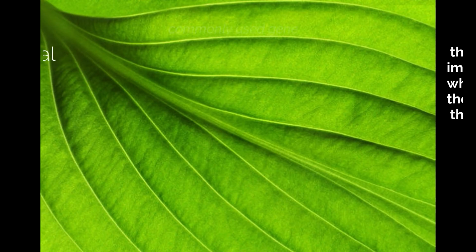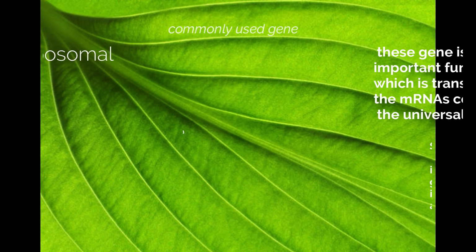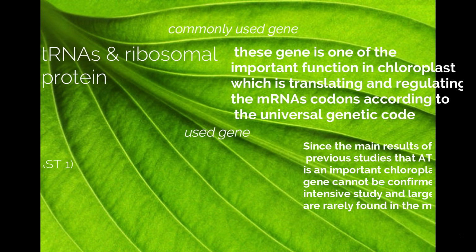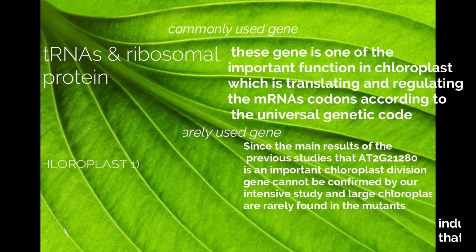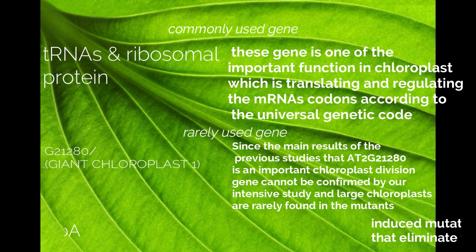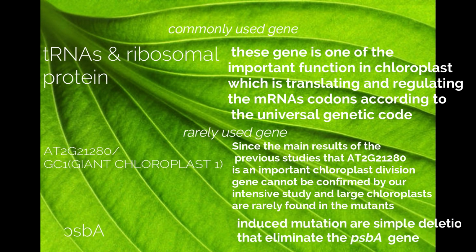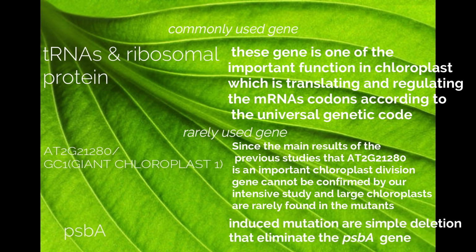Why are the two genes more commonly used than the other two genes? This is because tRNAs and ribosomal proteins are important functions in the chloroplast, translating and regulating the mRNA codons according to the universal genetic code.